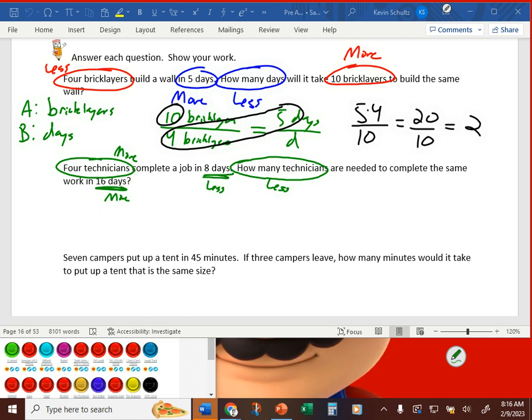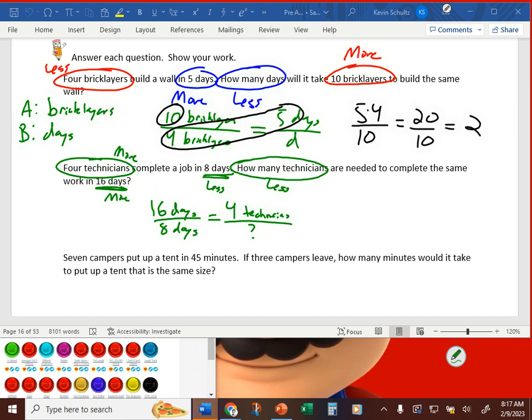Yeah. Josie, what'd you set up here? I did 16 days over 8 days. Okay, so she started with the days here. More over less. 16 days over 8 days equals 4 technicians over 9. Okay, so more days over less days equals more technicians over less technicians.